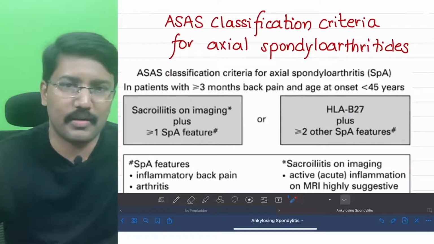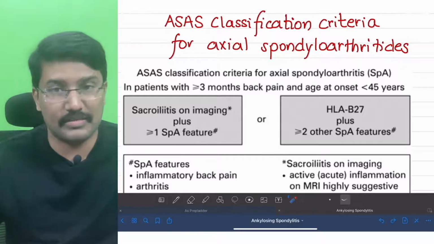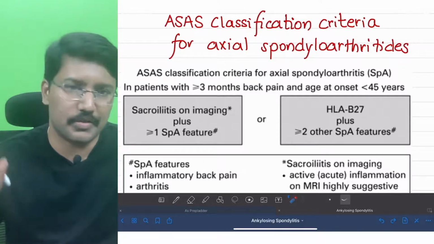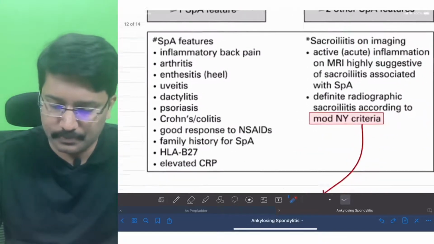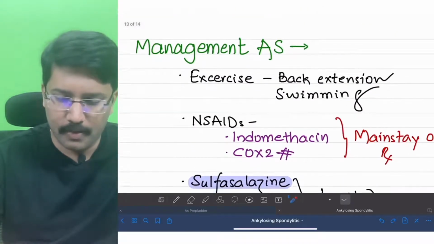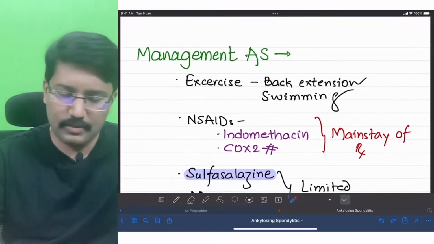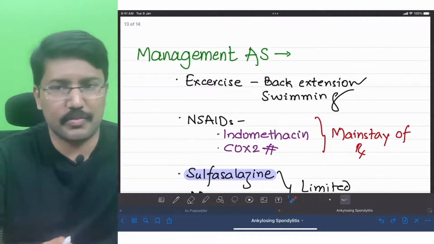A patient with sacroiliitis on imaging should have at least one spondyloarthritis feature, and if that is not there, if you are going by HLA-B27, he should have 2 spondyloarthritis features. Okay, now you know the diagnostic approach, right? So now let us talk about the management.